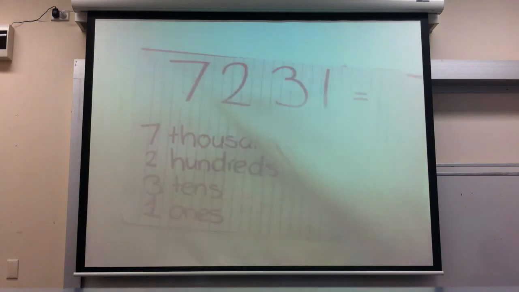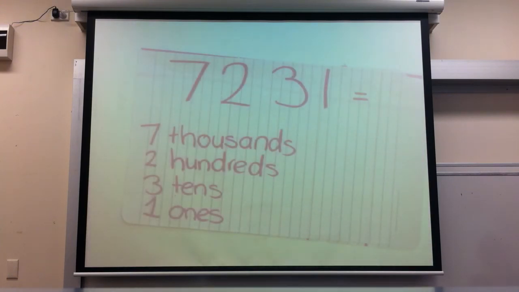From here, we would encourage students to think about what each of these means, allowing them to break the number up to show 7 thousands, 2 hundreds, 30, or we can think of it as 3 tens, and 1, which we can also think of as 1 ones.